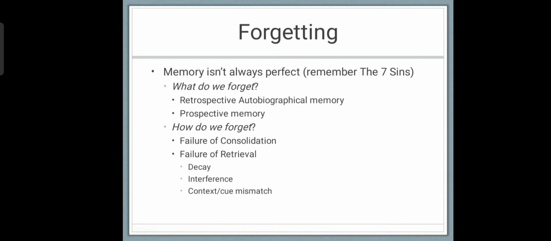Then context or cue mismatch. If you have set a faulty cue to something, you have kept a cue to remember a thing, but that cue is not apt for the remembrance of that material, then that cue mismatch will make you actually forget, rather than helping you in memorizing. This will actually decline your memorization capacity.